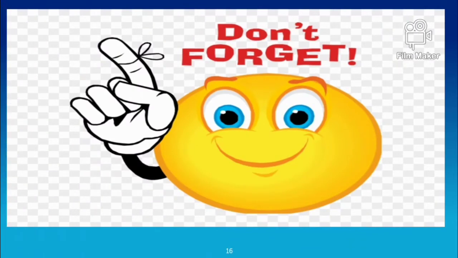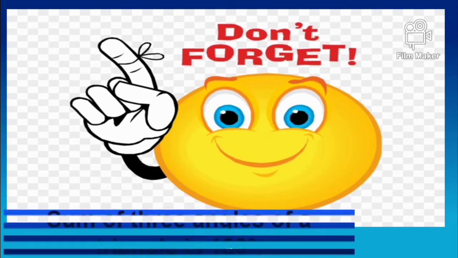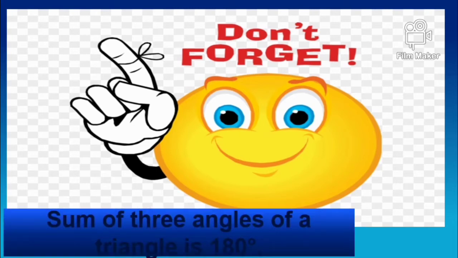The important point about triangles you have to remember is that the sum of the three angles of a triangle is always 180 degrees. Any type of triangle has the sum of all angles equal to 180 degrees.